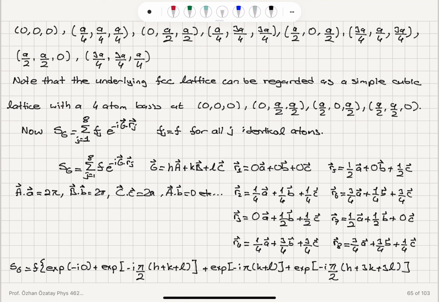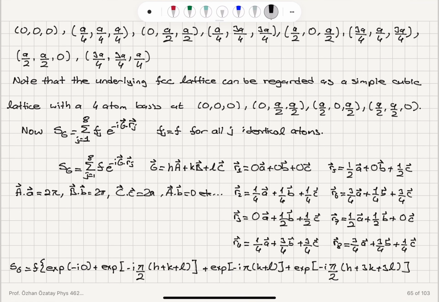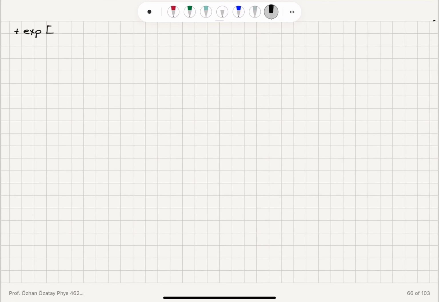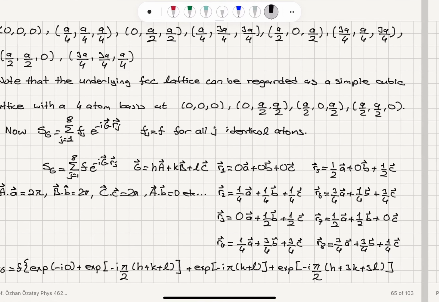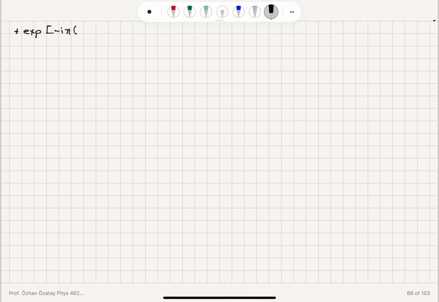Now we can continue with the fifth atom contribution. We will have exponential. The fifth atom is here. So the 2 pi divided by 2 will give us a pi. Exponential minus i pi. And we have only the x term and z term. So this will give us h and l. So this will be h plus l.